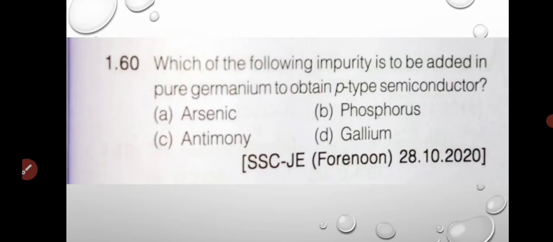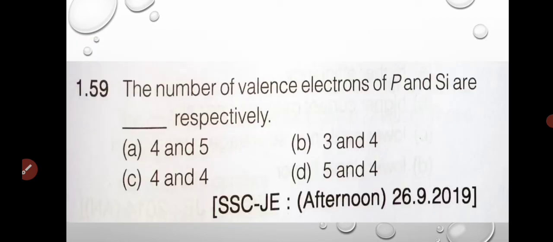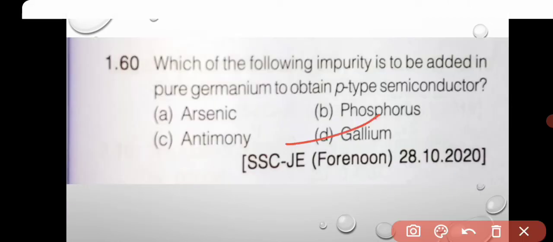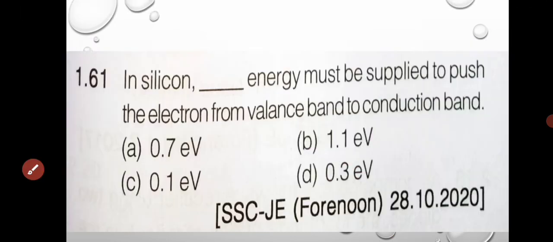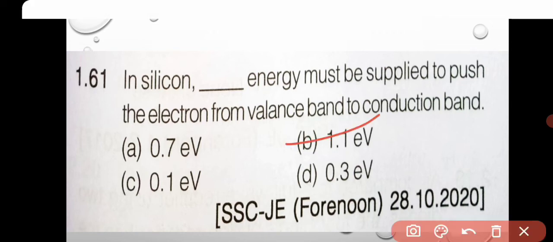Now the next question is, which of the following impurities is to be added in pure germanium to obtain p-type semiconductor? Its correct answer will be option D, that is gallium. Now the next question, that is in silicon, dash energy must be supplied to push the electron from valence band to conduction band. As we know, the forbidden energy gap of silicon is 1.1 electron volt. So its correct answer will be option B, that is 1.1 electron volt.